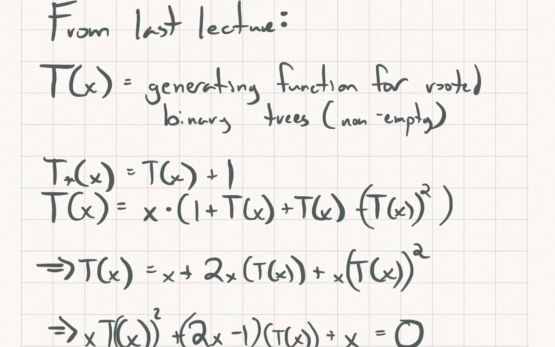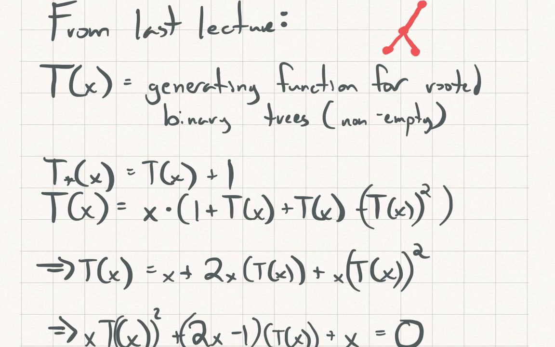In this lecture, we're going to continue on talking about generating functions. And if you remember where we ended last lecture, we were talking about the generating function for rooted binary trees. So they're binary trees that had some root and then some children, either 0, 1, or 2 children. So here's an example of a binary rooted tree.